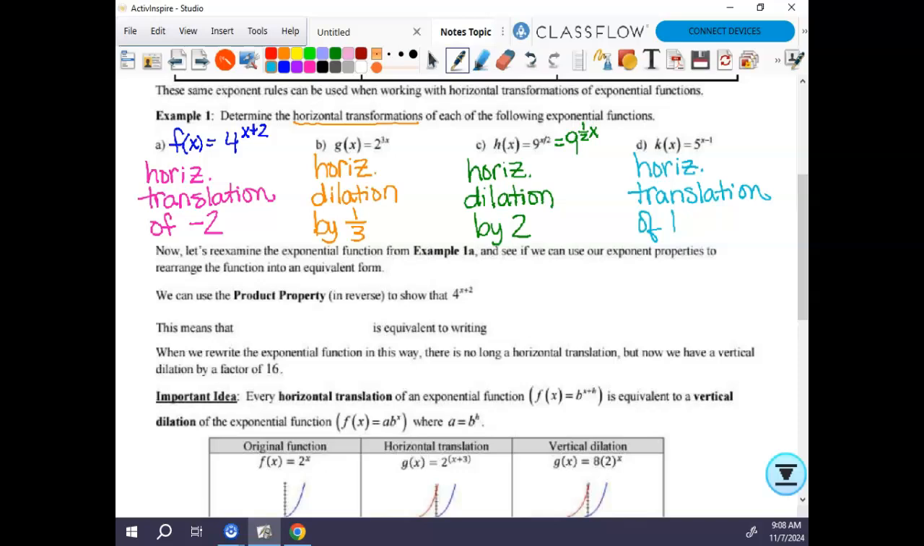Okay, so now it says let's re-examine the exponential function in 1a, which is right here, the one that we tried to disappear, and see if we can use our exponent properties to rearrange the function into an equivalent form. So those words, equivalent form, we've done that. We've had equivalent forms of a lot of things, right? Like if I put a line in y equals mx plus b, or if it is in point slope form. They look different, but they are equivalent forms because they give me the same function. That's basically what this is saying.